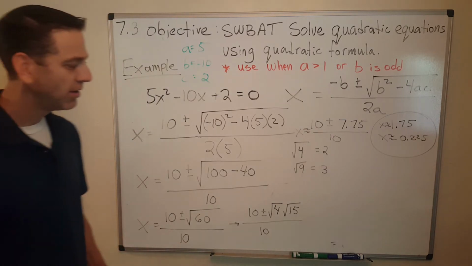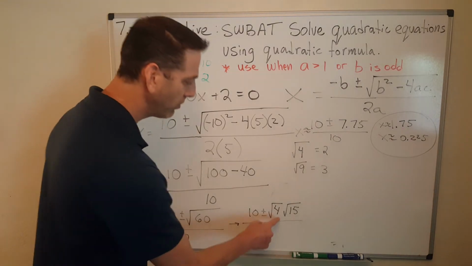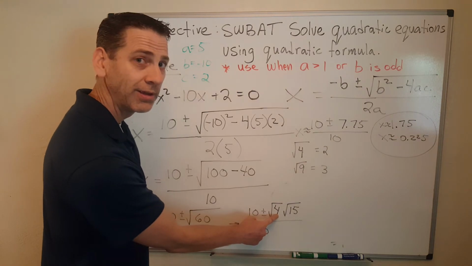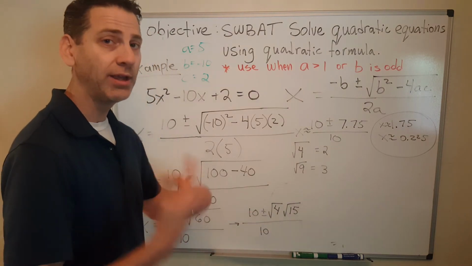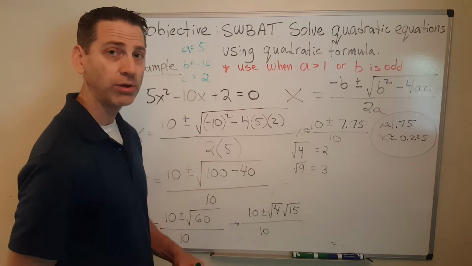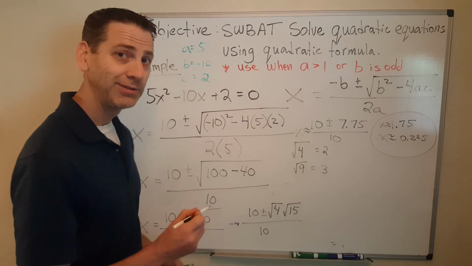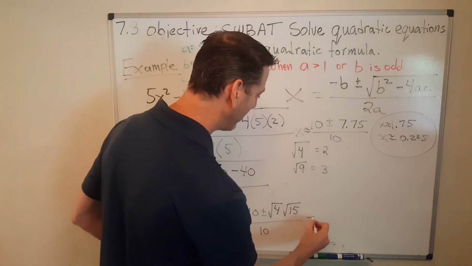Okay. Now, I can do something with this square root of 4. Since it's a perfect square, I can just go ahead and take the square root of 4. What's the square root of 4? It's 2. So I'm going to go ahead and continue moving over.